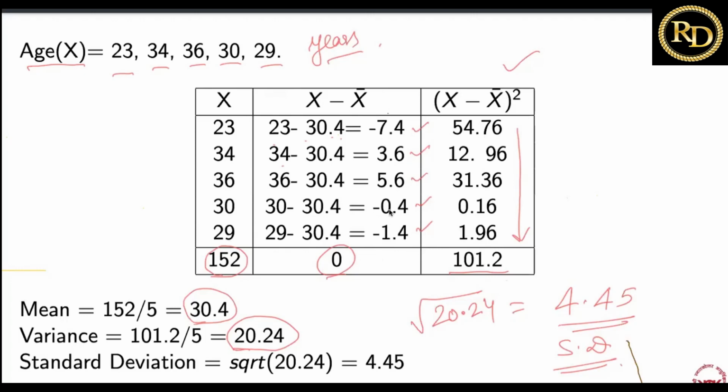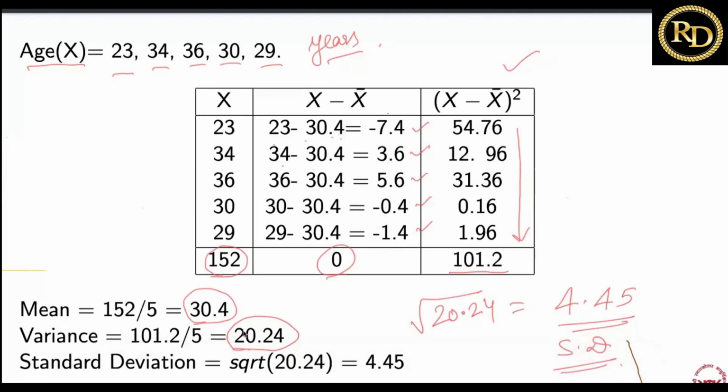Because some of them are positive, some of them are negative, when we add all these, it will become 0. So remove this negative sign, just square it. So we square all the distances and take the average of it. So it is termed as variance.